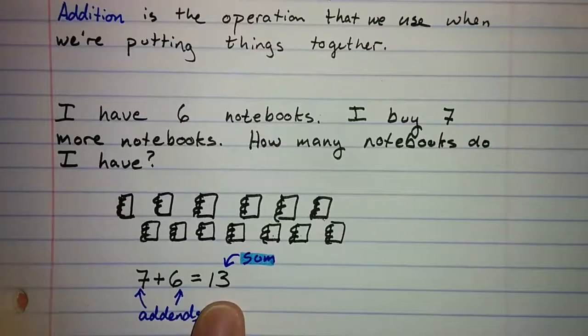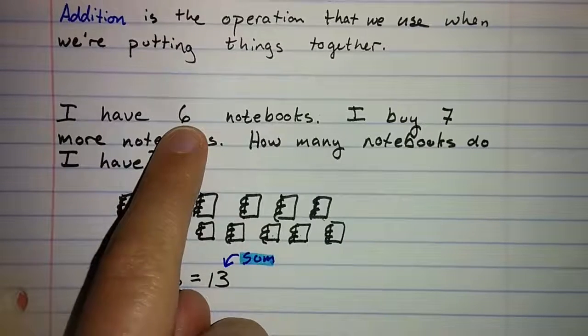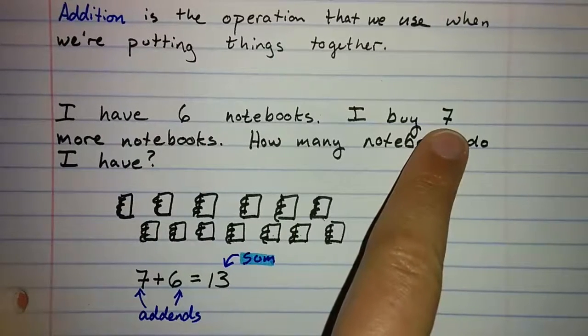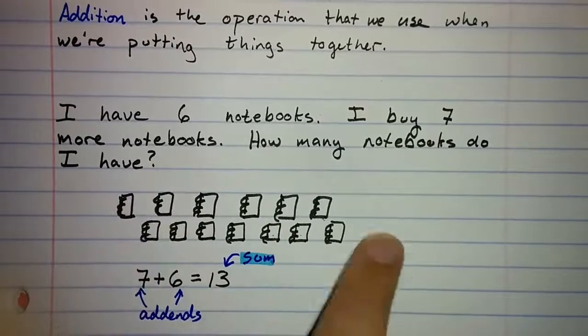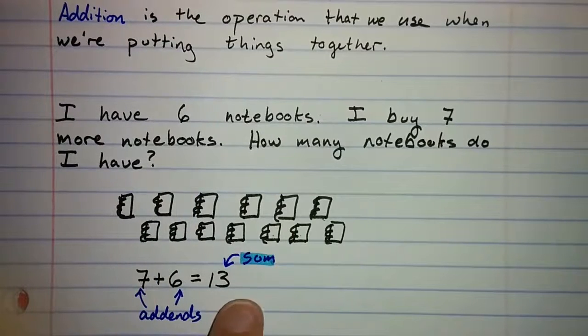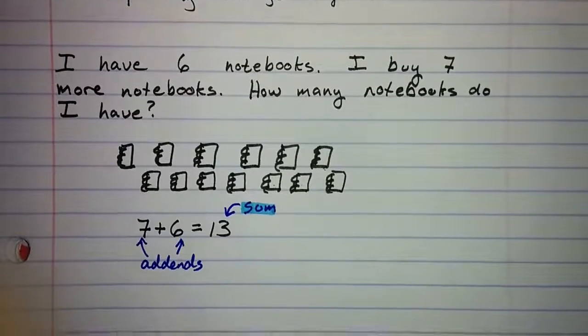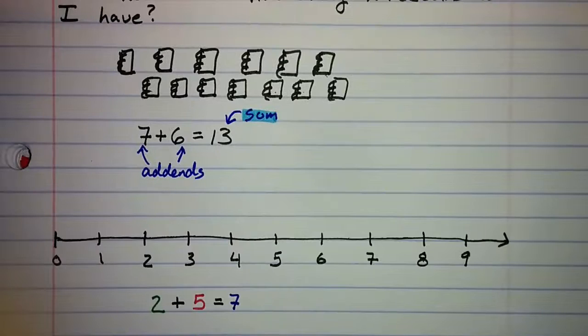So one way to understand this addition is I count out 6, and then I count out 7 more, and I get 13. We can also understand addition on the number line. Let's see how we can use the number line to understand the sum 2 plus 5 equals 7.